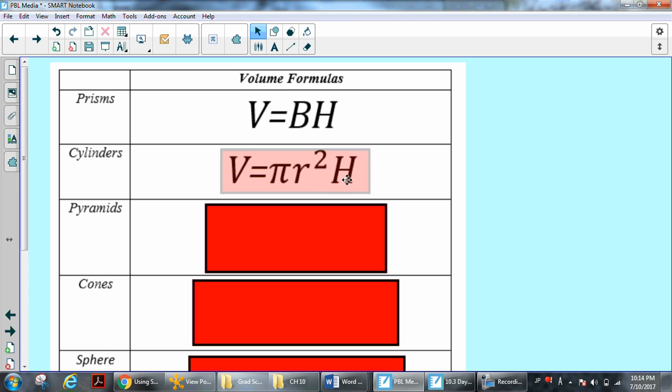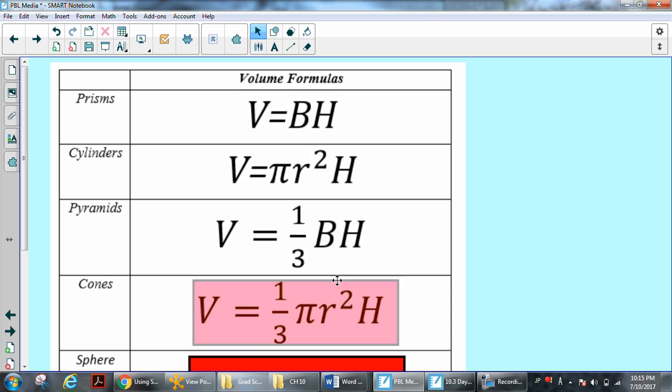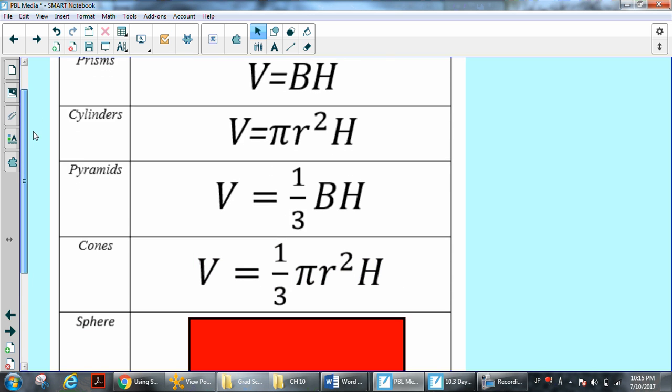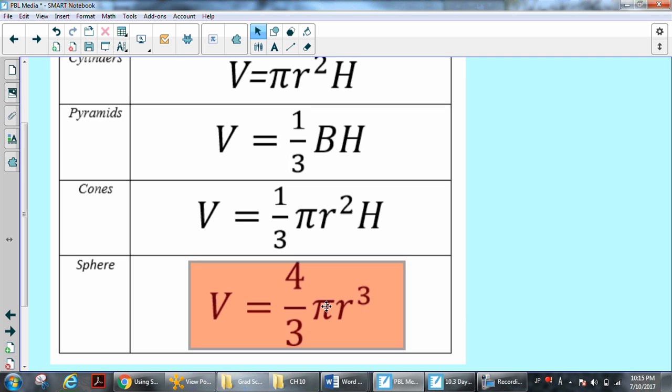For a cylinder, you're going to take pi times the radius squared times the height. For pyramids, we're going to take 1/3 times the area of the base times the height of the pyramid. For a cone, take 1/3 pi times the radius squared times the height of the cone. And for a sphere's volume, we'll take 4/3 times pi times the radius cubed.